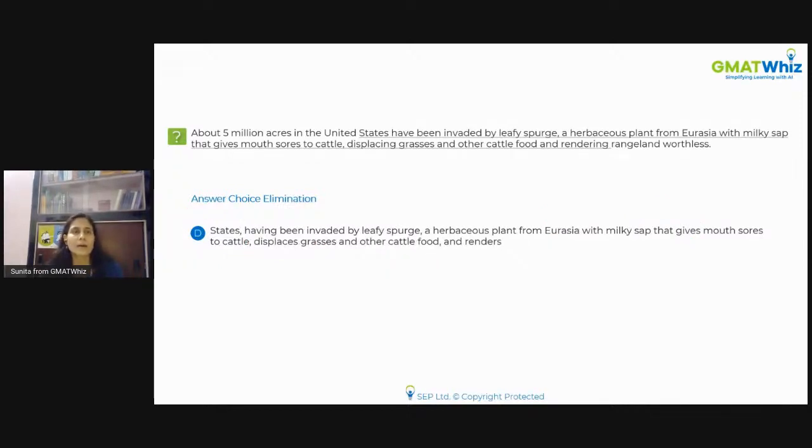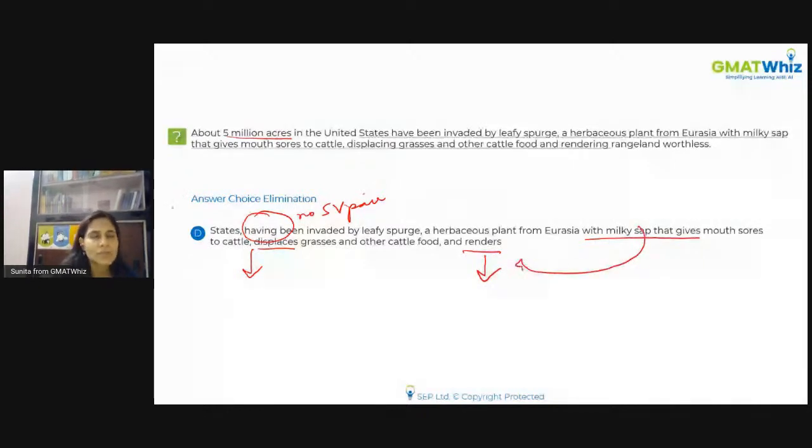D, I don't have a verb for 5 million acres because the have has been converted into having. No verb, no SV pair. One of the golden rules framework that we teach is there must be a subject verb pair for a sentence to be correct. Here again, we have the same error with milky sap that gives mouth sores to cattle. And then you have displaces another verb. So clearly with milky sap that gives mouth sores to cattle, displaces grasses. You don't even have a connector, and the milky sap does not displace grasses and does not render. So all of this is coming to milky sap, which is incorrect.